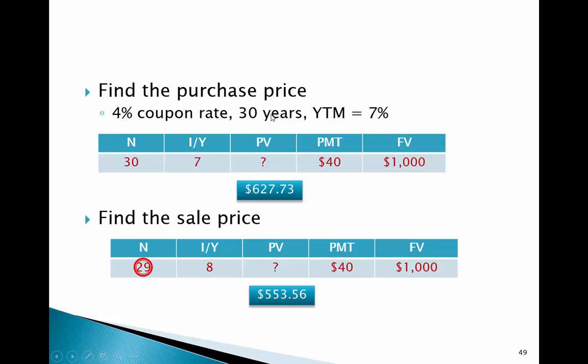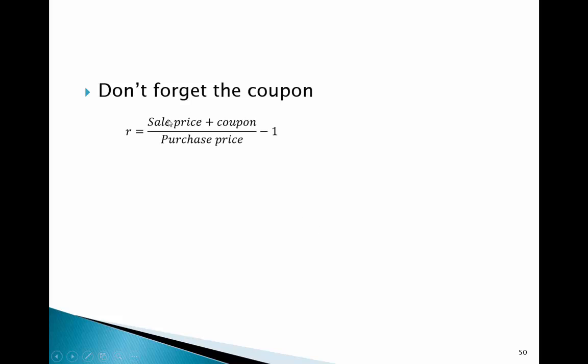We want to know that rate of return. Remember, we're going to have to add the coupon payment in too, because at the end we get the price we sell it for plus we get paid the coupon payment, and that's a return of minus 5.43%.